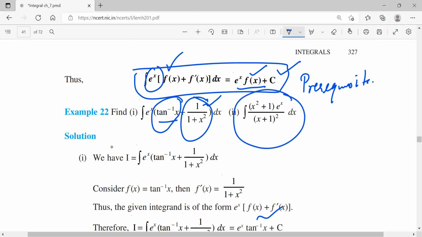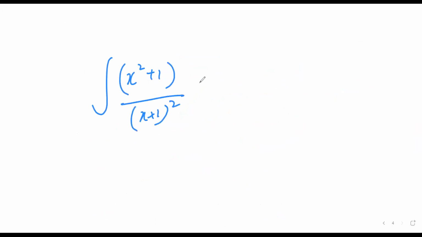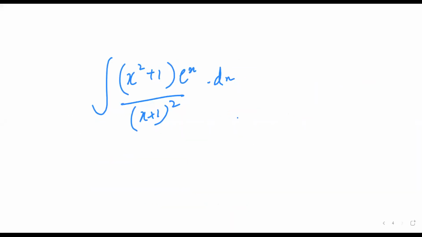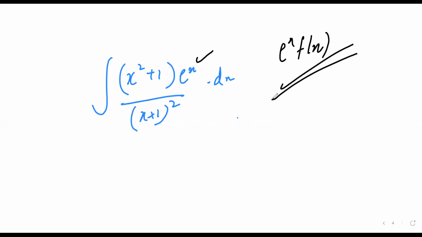Now let's take this problem. It is the integral of e power x into x square plus 1 by x plus 1 the whole square dx. I think e power x is also there, so let me confirm by checking. Yeah, e power x is there in the numerator. So once we find e power x, immediately our mind should think of what? It should be of the form e power x into f of x. Correct?